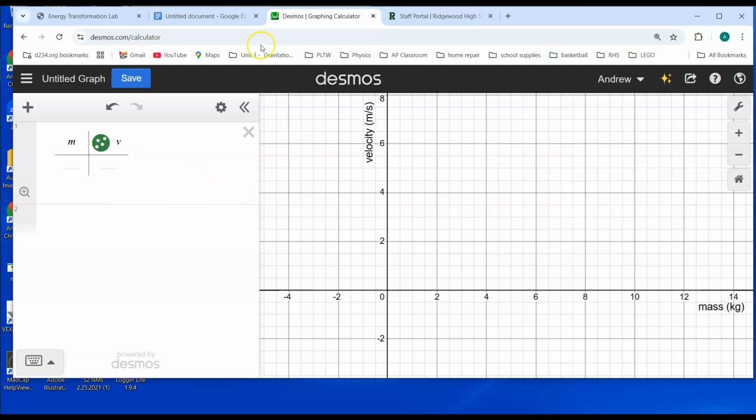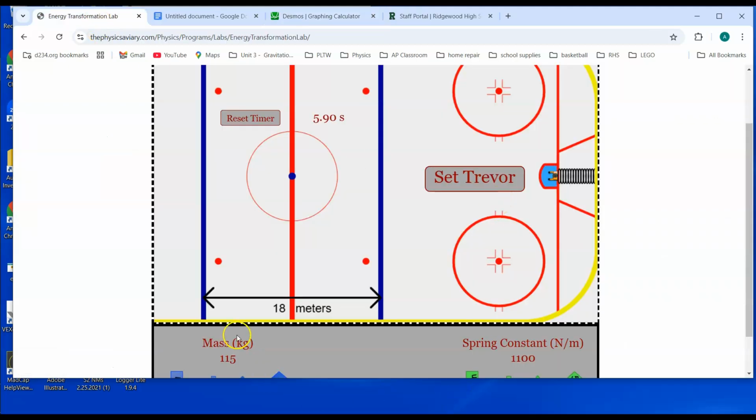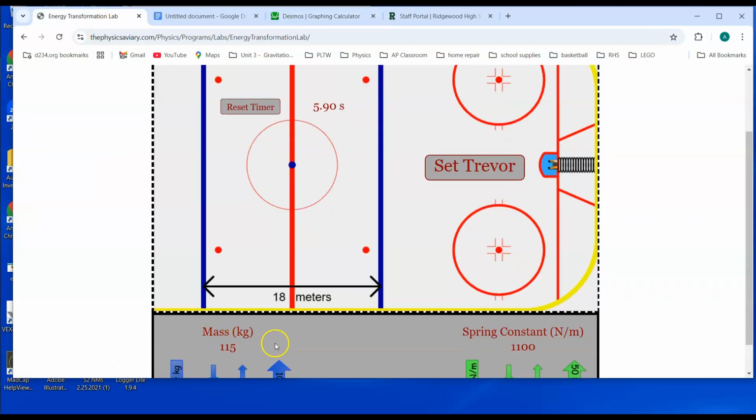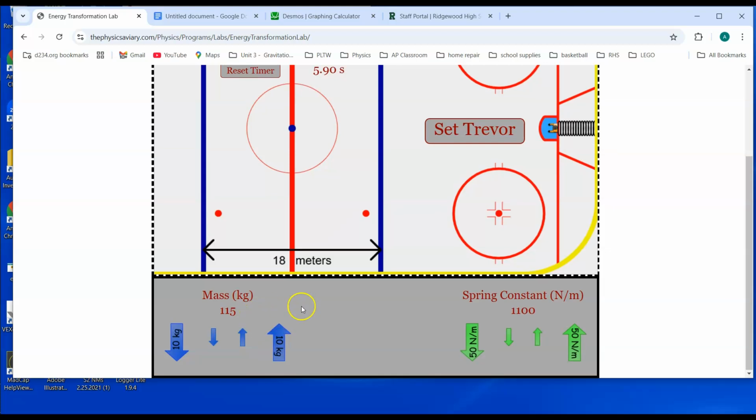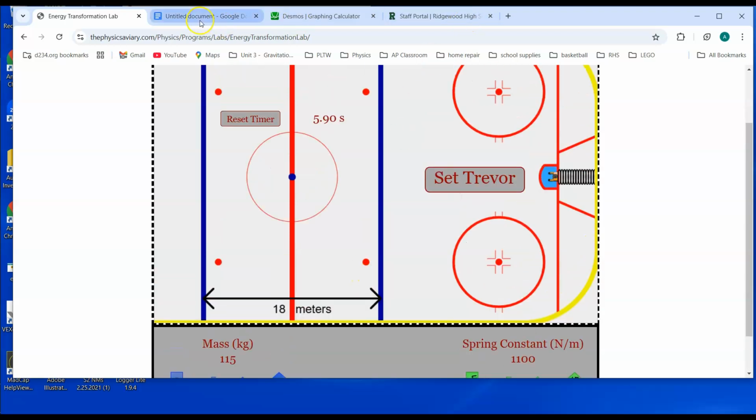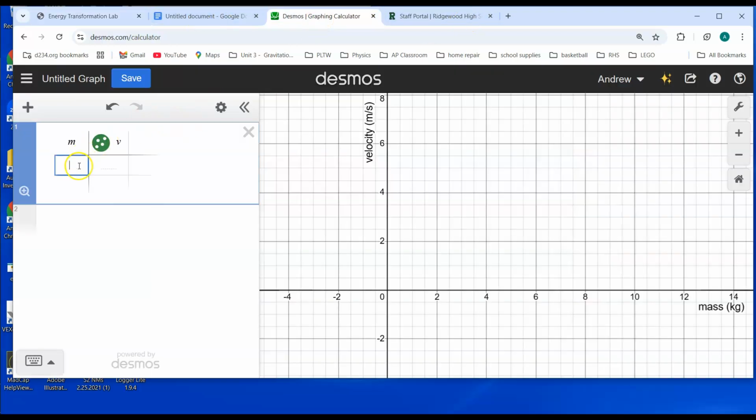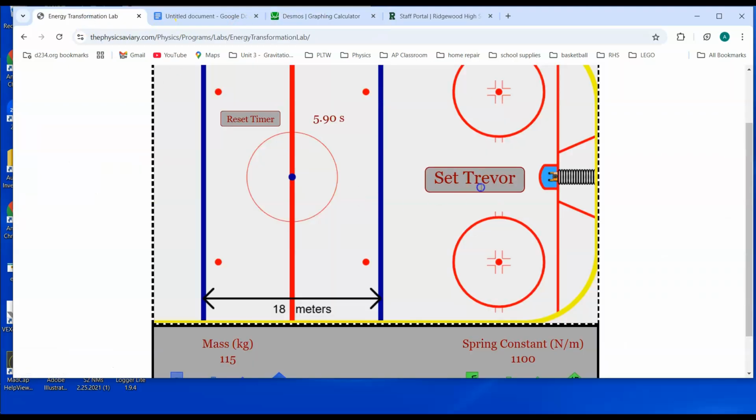And now I'm going to collect some data. So let's go to the lab. And I've got a certain mass in already, 115 kilograms. That's fine. The spring constant I'm going to leave constant. We only have two variables, we don't want to change anything else. So I'm not going to change K, and I'm also not going to change x. I'm just going to change the mass. So right now my mass is 115. So I can type that in. And then let's go ahead and collect the velocity.